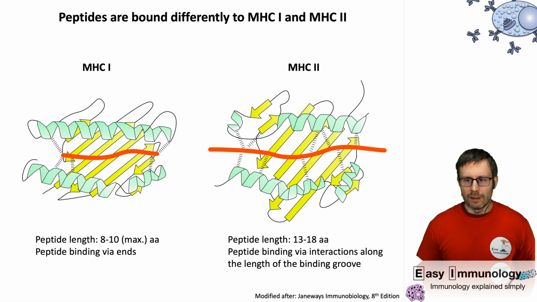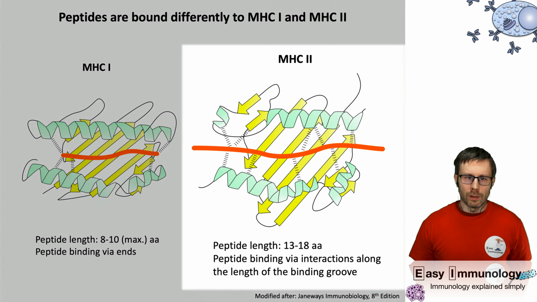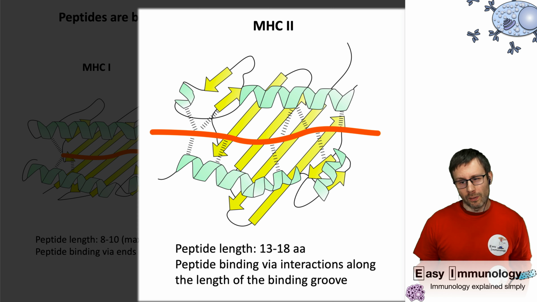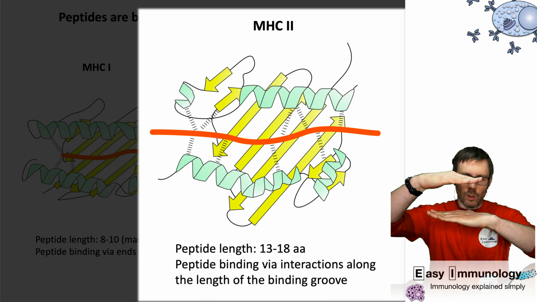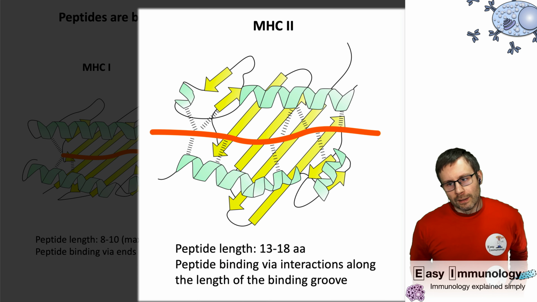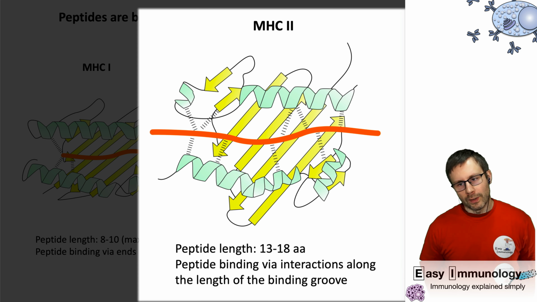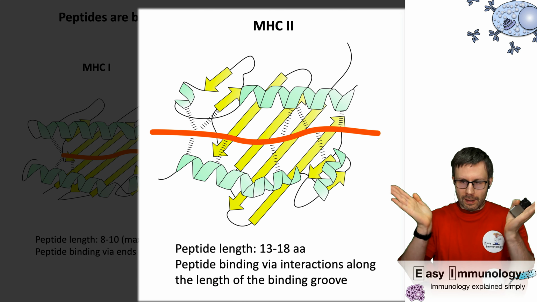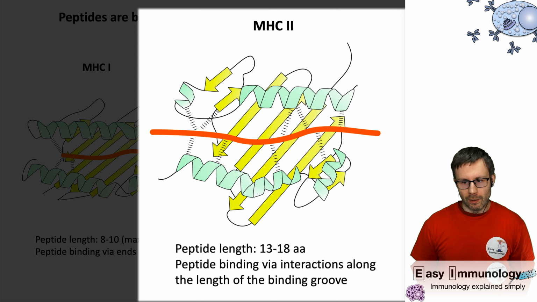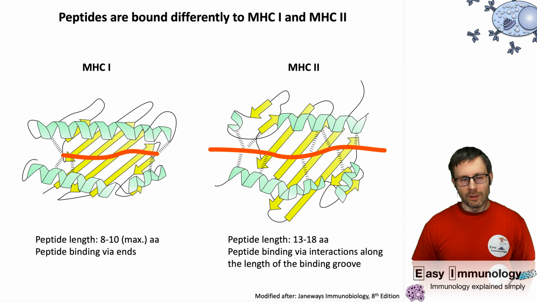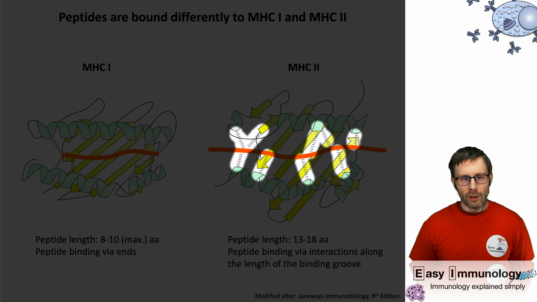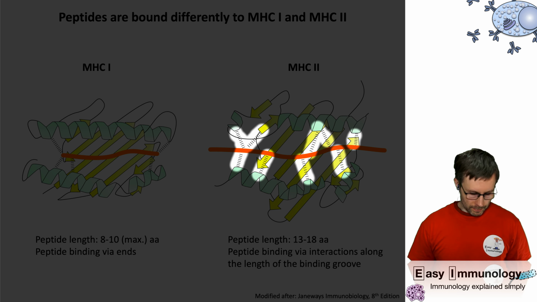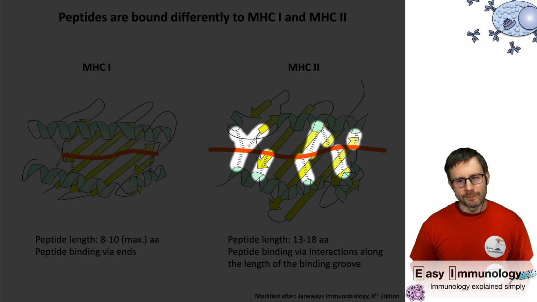In contrast, the MHC class II molecules can bind peptides that are much longer, 13 to 18 amino acids. And this is the case because this peptide binding groove is not so narrow, but it is more wide. Therefore, the peptides can go outside on both sides, and they can just hang over on both sides. Therefore, they can be a bit longer, and you can see that the peptide binding happens via interaction between the peptide and the MHC class II molecules over the whole length of the peptide sequence. So this is an important difference.